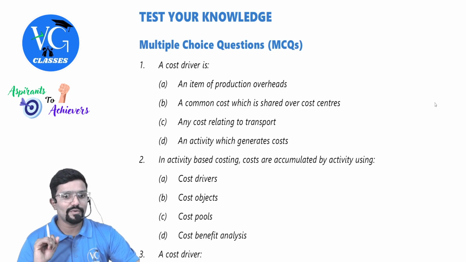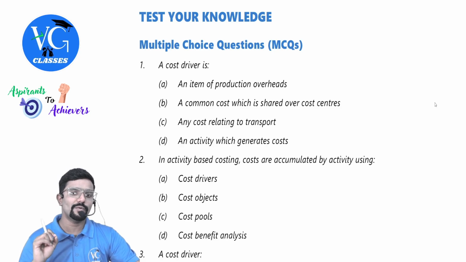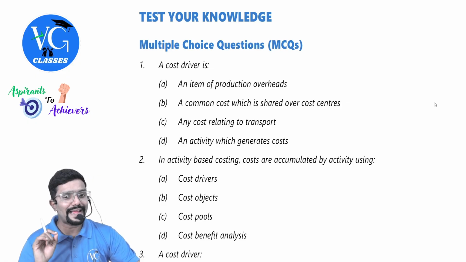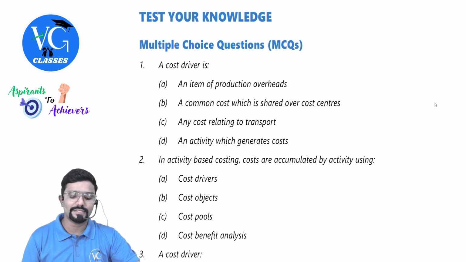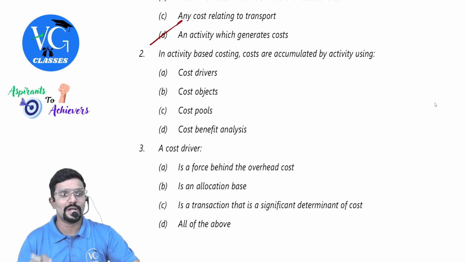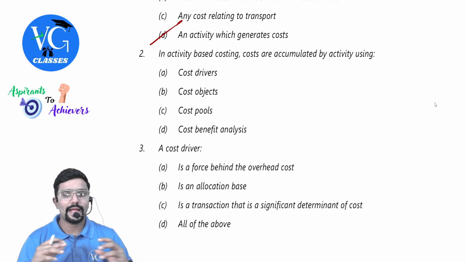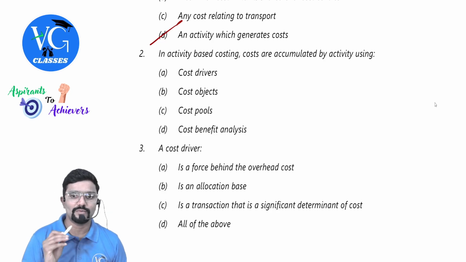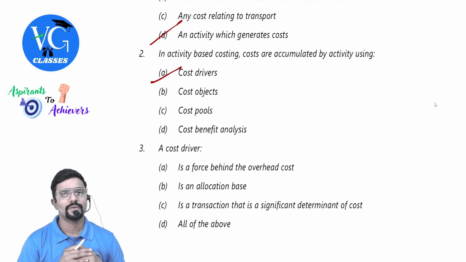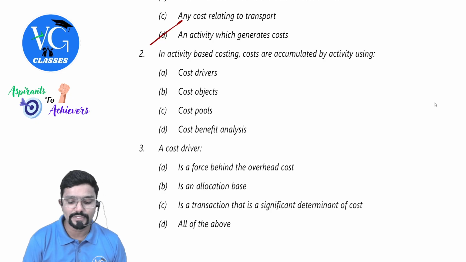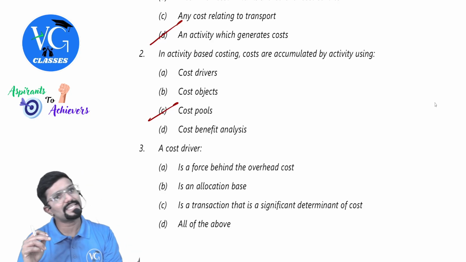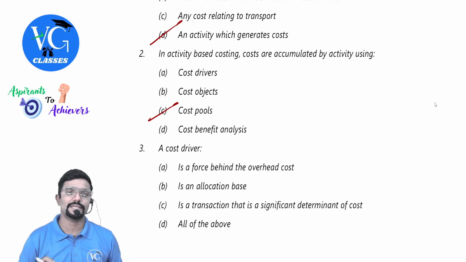An item of production overheads, a common cost which is shared over the cost centers, any cost relating to the transport, an activity which generates cost. What is your answer? An activity which generates cost. In activity based costing, costs are accumulated by activity using cost driver, cost object, cost pool, cost benefit analysis. What is it? Sorry, accumulated, not cost drivers, it is cost pools. If it is assigned, if they ask you how the activity cost is assigned to the cost object, it would be cost drivers.